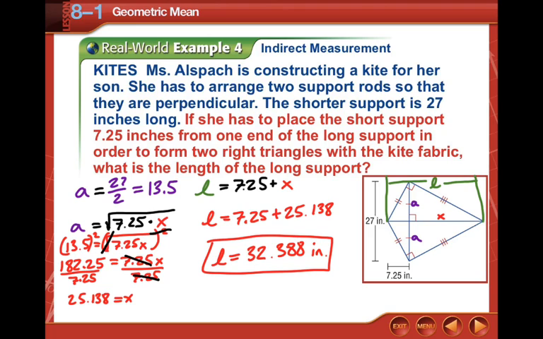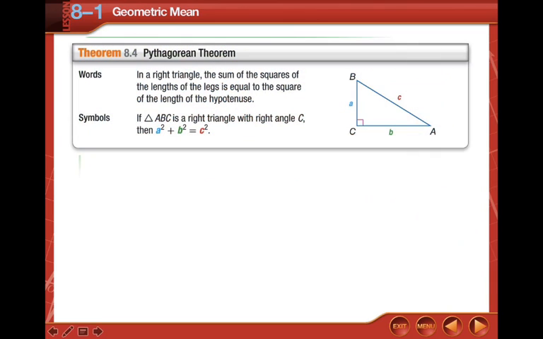All right, so now let's take a look at our next section. This is going to be all about Pythagorean theorem. You guys know about Pythagorean theorem, you've seen it before, but we're going to talk about both Pythagorean theorem and its converse, and we're also going to talk about Pythagorean triples.